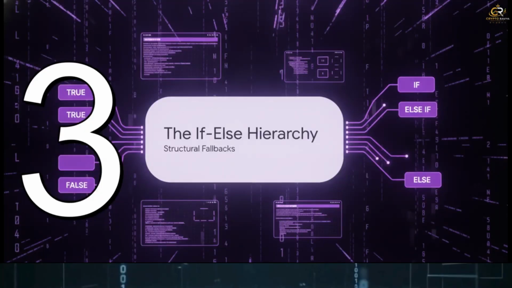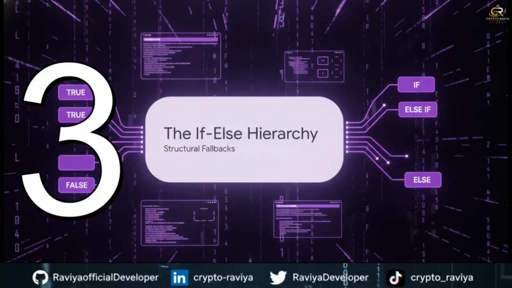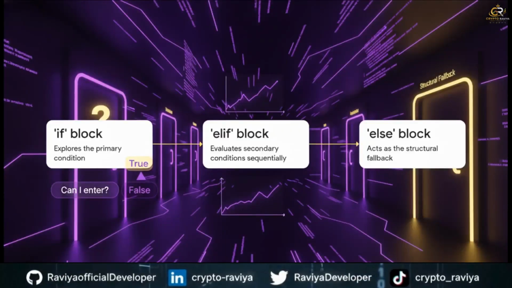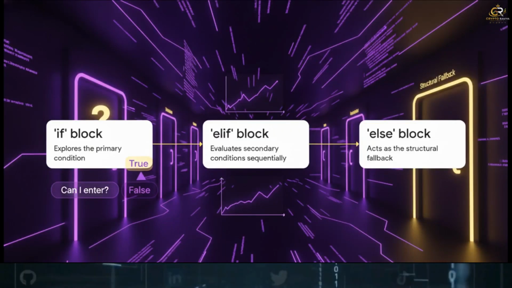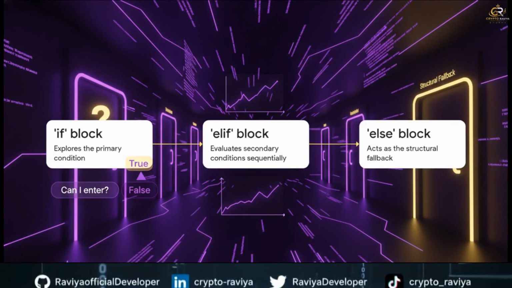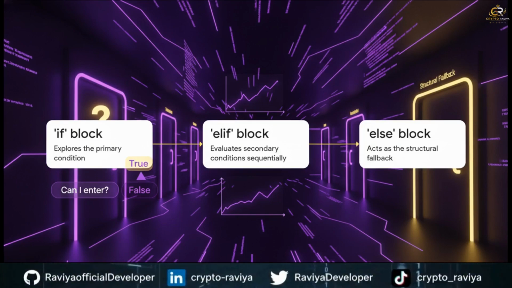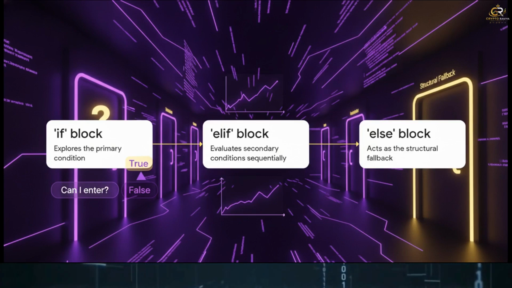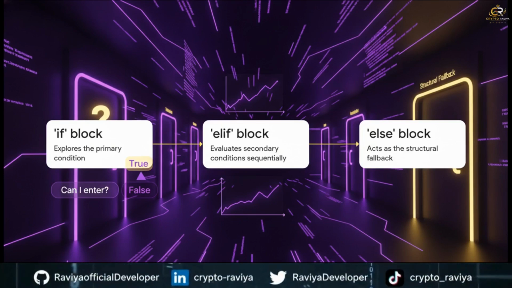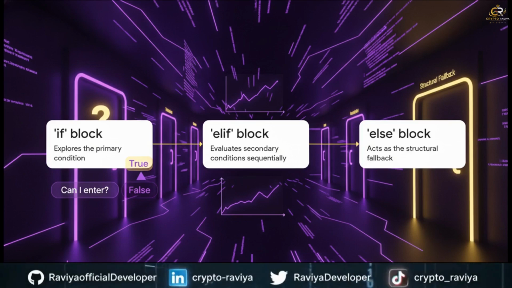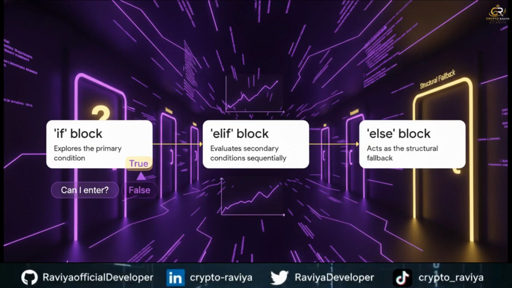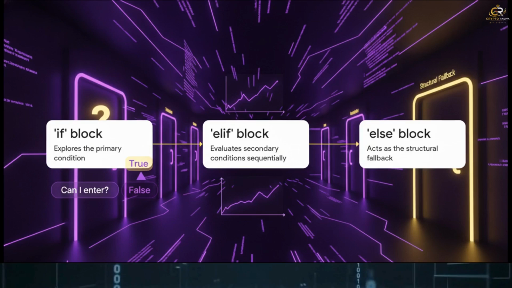Okay, section 3, the if-else hierarchy. Think of this structure using the metaphor of walking down a long hallway. The computer approaches the very first door, which is the if block. It checks the condition. Can I enter? If the answer is true, boom, it runs the code inside, and, this is absolutely crucial, it stops and skips the rest of the structure. But if it's false, the door is locked, so it moves to the next door.